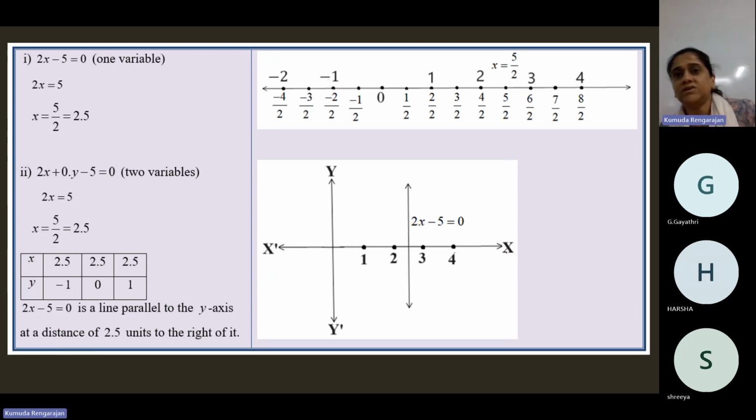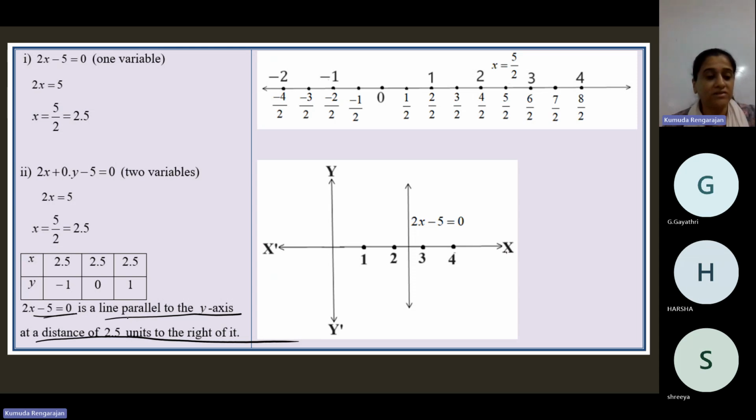Now we'll have to understand how to express this graph. This graph is a line parallel to the y-axis at a distance of 2.5 units to the right of the y-axis. So 2x minus 5 is equal to 0 is a line parallel to the y-axis at a distance of 2.5 units to the right of it.